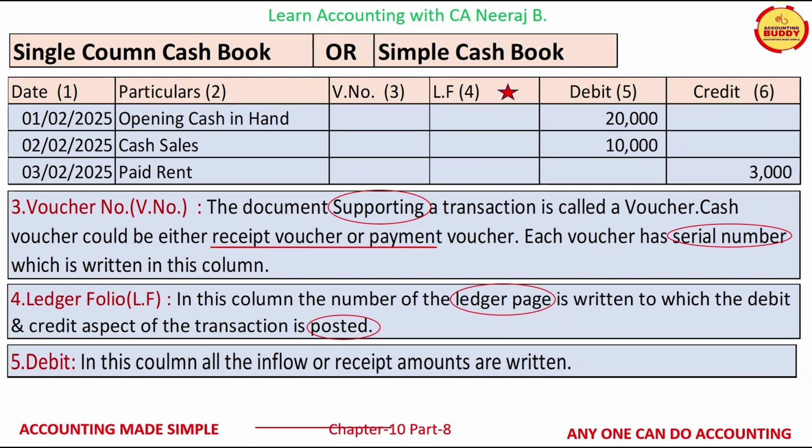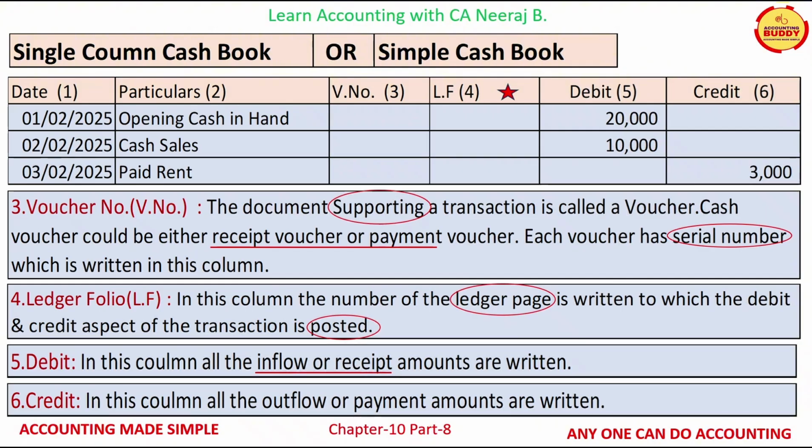In this column, all the inflows or the receipt amounts are written. Column number 6 is credit. In this column, all the outflows or the payment amounts are written.